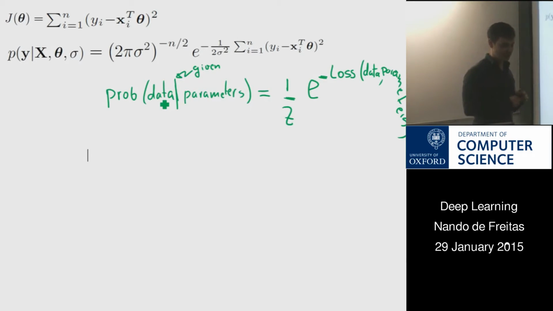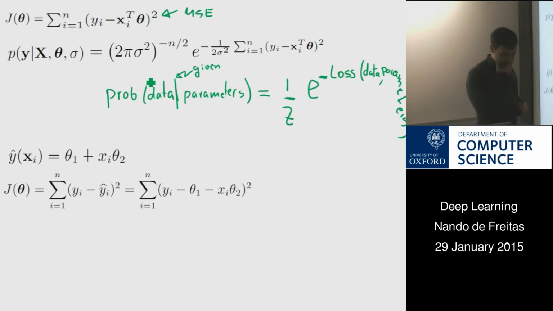If you have a quadratic loss like this, the mean squared error, mean squared loss, quadratic loss, then if you exponentiate it, multiply by a constant, which in this case is 1 over 2 sigma squared, and divide by the right constant, which in this case is 2 pi sigma squared to the minus n over 2, then you get a probability distribution. And this will be true for other types of data. Now, let's revisit our example from last week, which was how to fit a line to observations x and y.